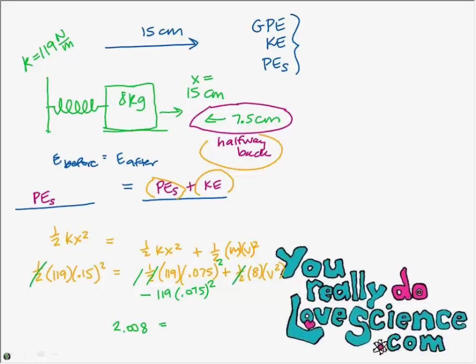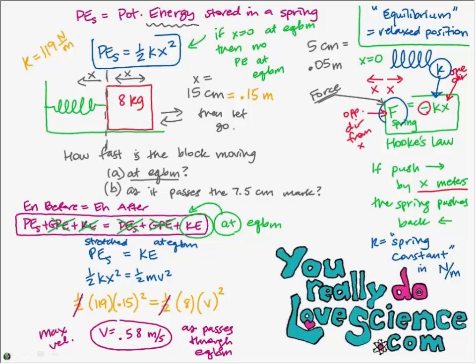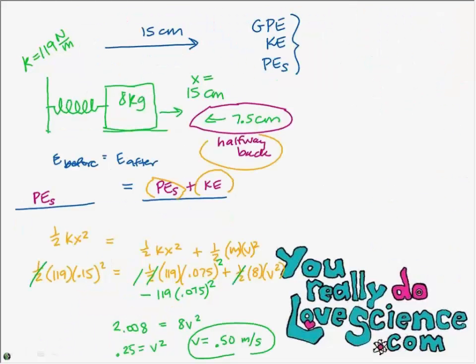Okay, I'm back. So 2.008 on the left, and then I get 8v squared on the right, divided by 8. So I get 0.25 equals v squared. We'll do a square root. Are you liking this? Yeah. Okay, so I got a velocity halfway back of 0.50 meters per second. Let's go back and see if that even makes sense. Yeah. 0.58 is higher, and halfway back is 0.50.